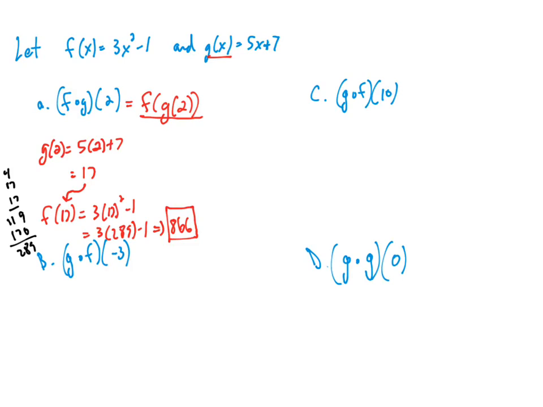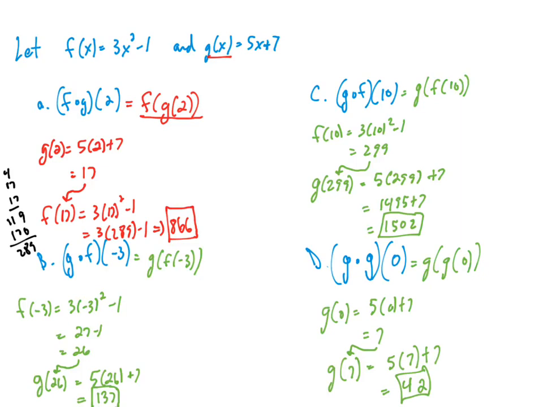Alright, why don't you pause the video and see if you can find the correct answer for the next 3. Alright, so here's the work for these next 3. For B, we get 137. For C, we get 1502. For D, we get 42.